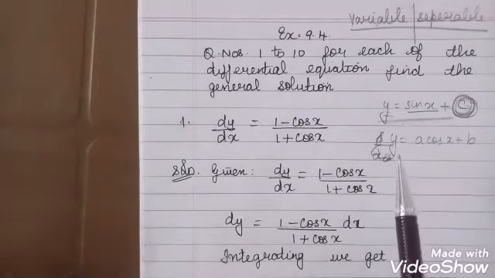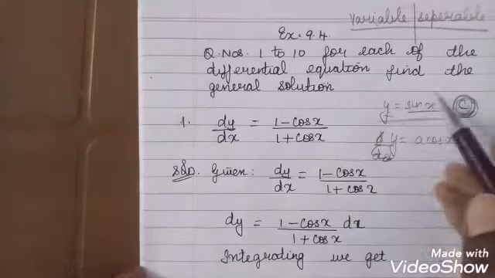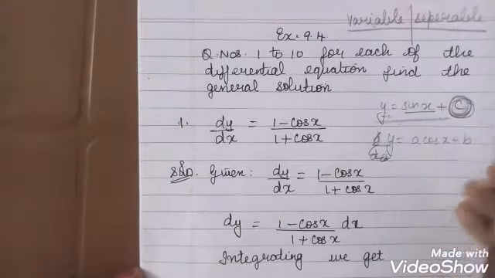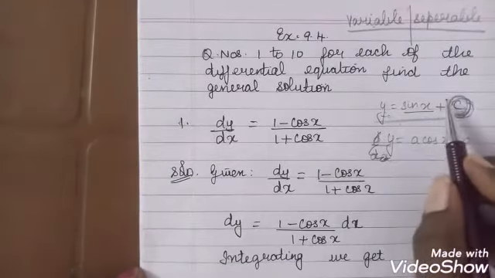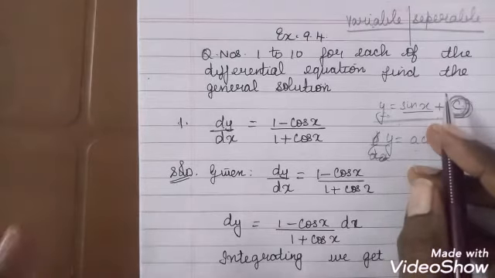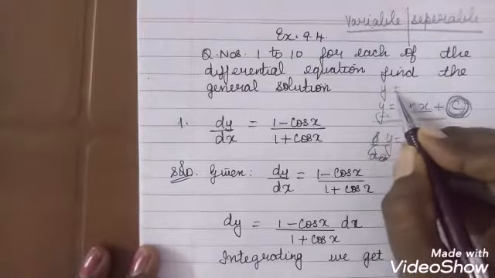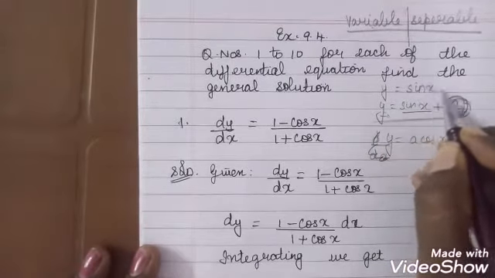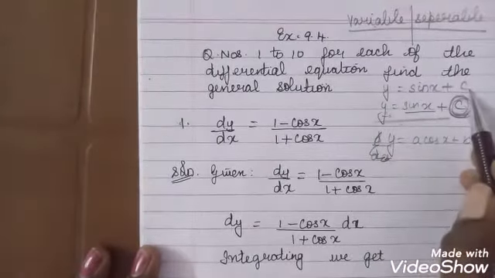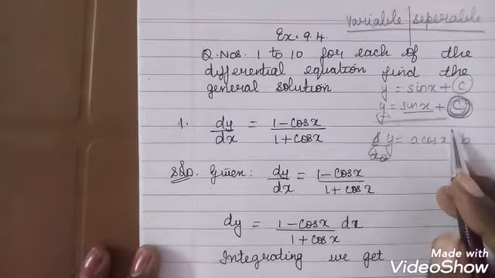So you have two parts in this. The first few questions are the general solution and the next few are the particular solution. As I told you, your general solution involves arbitrary constants. So y is equal to sin x plus c. Here this c we call an arbitrary constant.